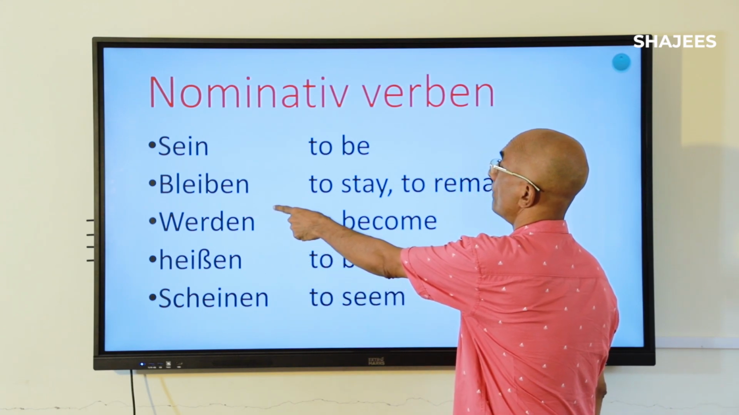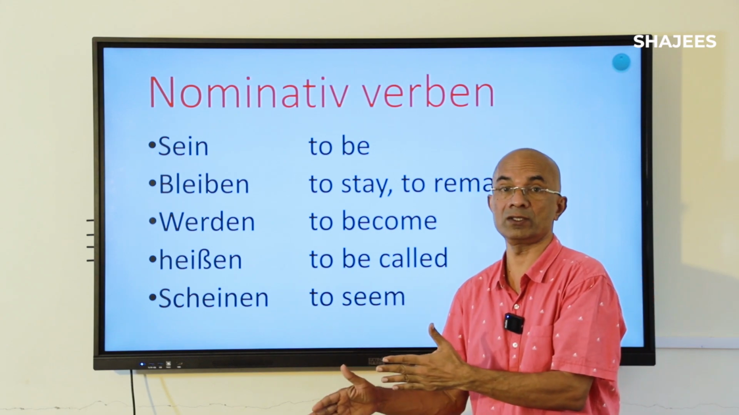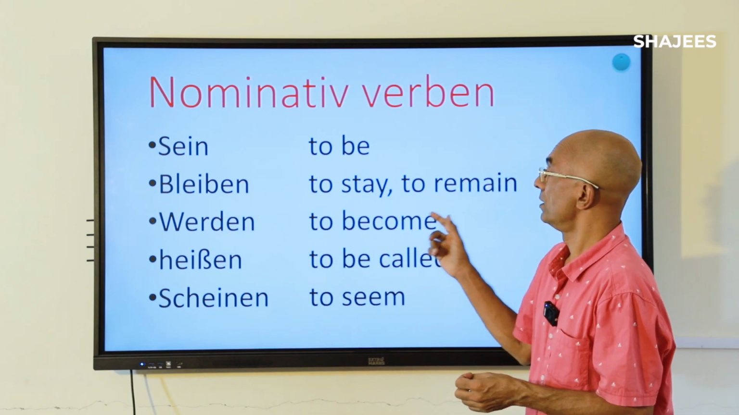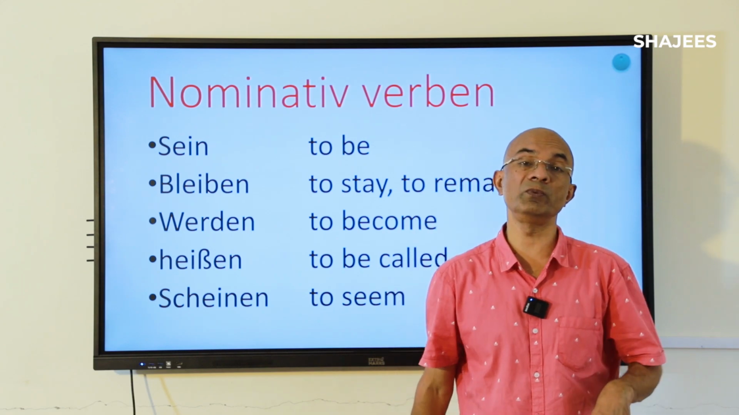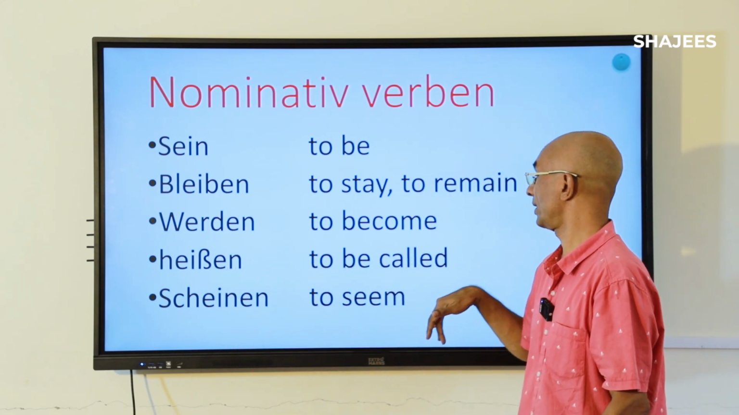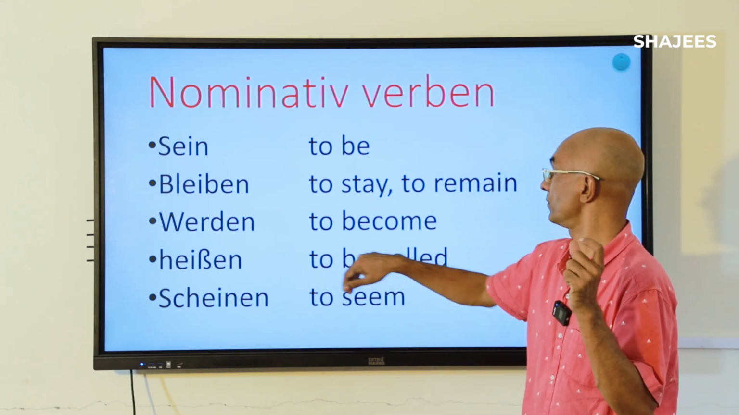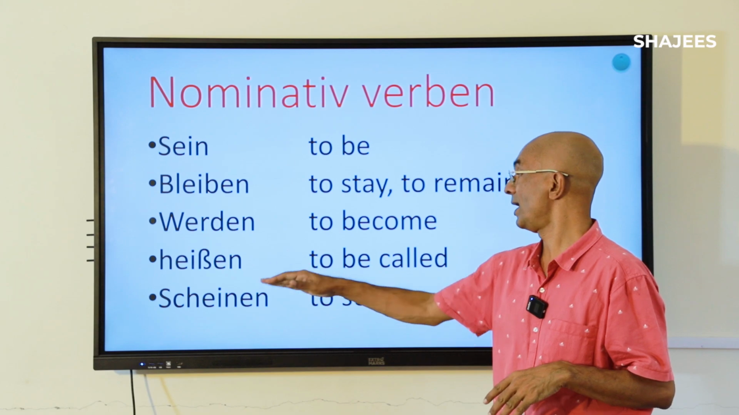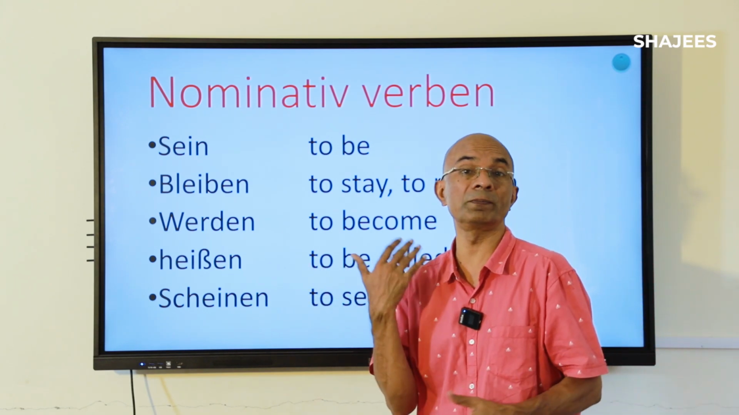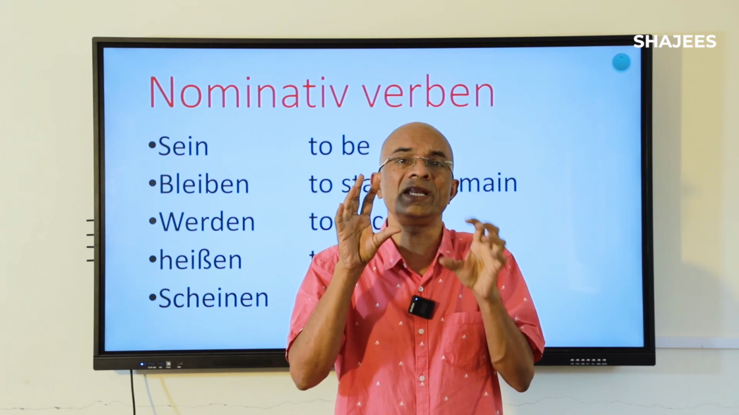Then we have bleiben. Bleiben is to stay, to remain. Ich bleibe zu Hause, I'm staying at home. Then werden, to become. Then heißen means to be called. We have been learning this heißen from the beginning of our episodes. And scheinen, to seem. He seems to be a good person. These are called nominative verbs.